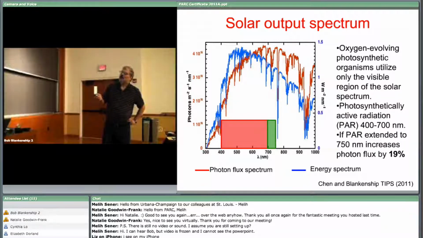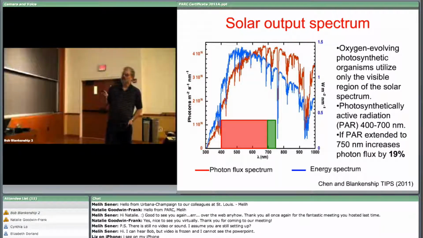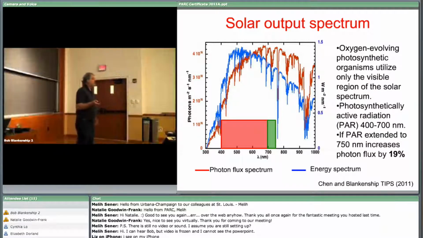And if you could expand that solar spectrum even a little bit, and in this case we've added 50 nanometers, you could significantly increase the amount of energy that is available to be utilized. Because this extra 50 nanometers of absorption comes right at the peak of this solar spectrum, it increases the photon flux by 19%. Surprisingly high. And it turns out there are some organisms that have figured out how to utilize this 700 to 750 nanometer range, cyanobacteria that live in the reef.